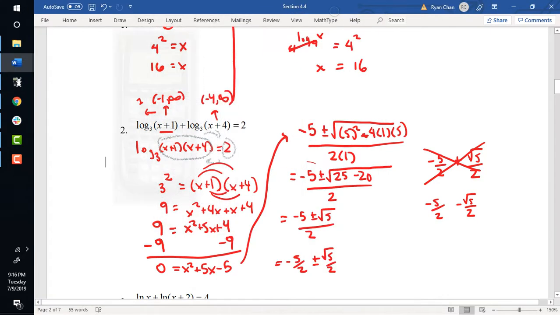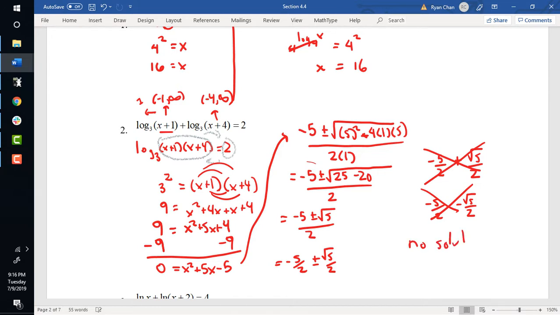Okay, so even though both of them work for the x+4 domain, it doesn't work for the x+1 domain. So it doesn't work. So surprisingly, we actually have no solution. Okay, and that is possible for the following. Okay, so why? Because both of them fall outside of both domains.